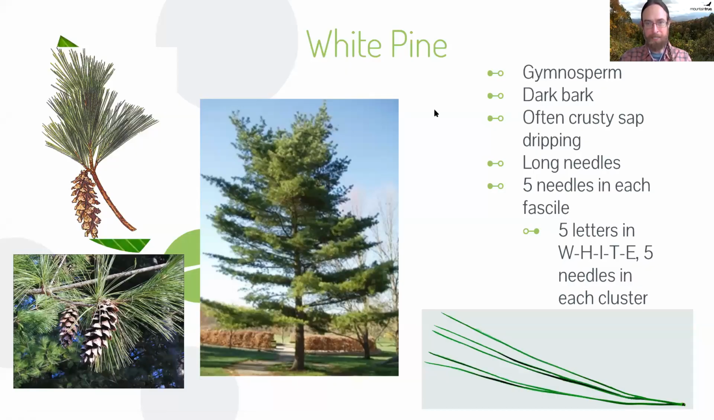So let's go through a few trees and their traits and some of the things you will notice when you're trying to identify them. Here we have a white pine, dark bark, flaky, with oftentimes a sap that you'll find dripping. Most importantly, when you're looking at pines, you want to look at their needle bundles. White pine is the only pine in our area that has needles in bundles of 5. The trick being suggested here is that white has 5 letters, and so there are 5 needles in each fascicle, each bundle. Looks like we had a question come up.